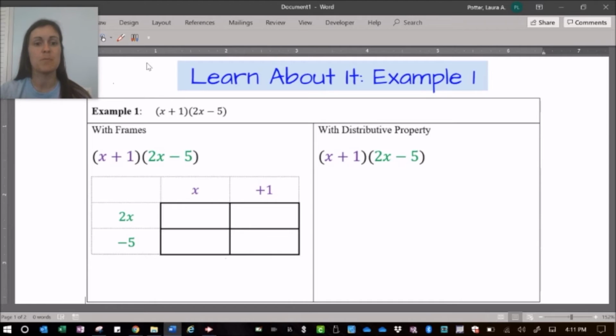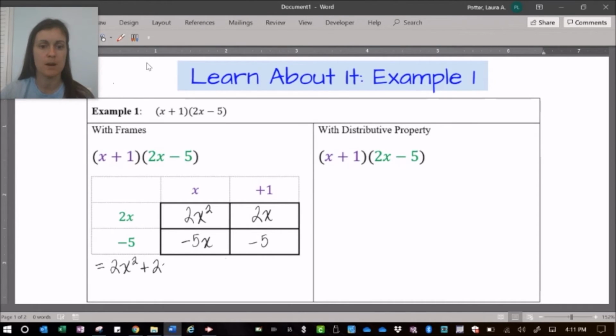And now I'll simply multiply the rows and the columns together to get partial products, and then I'll add those together to get my final product at the end. X times 2x is 2x squared. 1 times 2x is 2x. X times negative 5 is negative 5x. And 1 times negative 5 is negative 5. Those are my partial products. To get my final product, I'll add all of my partial products together.